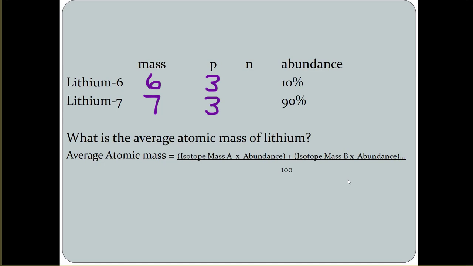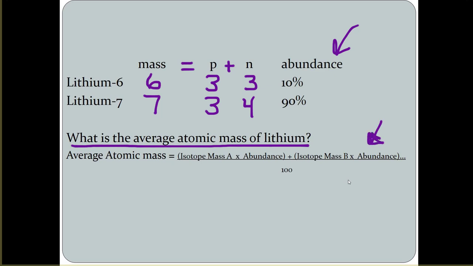So how do we find the neutrons? Again, the protons plus the neutrons does give you that mass number. So 6 minus 3 is 3, and 7 minus 3 is 4. Now this abundance data you have to be told. So we find that in a sample of lithium, about 10% is lithium-6 and 90% is lithium-7. So let's figure out the average atomic mass of lithium. And to do this, we need to use this formula.